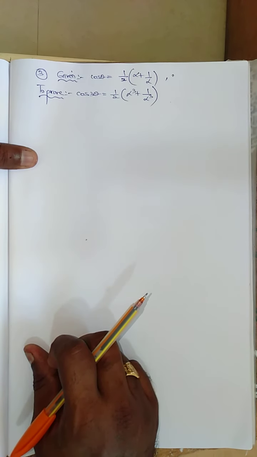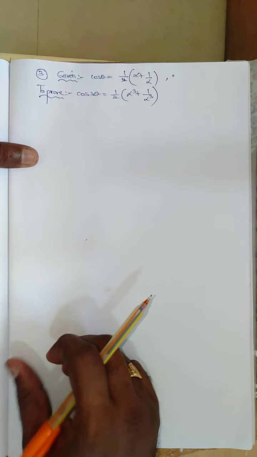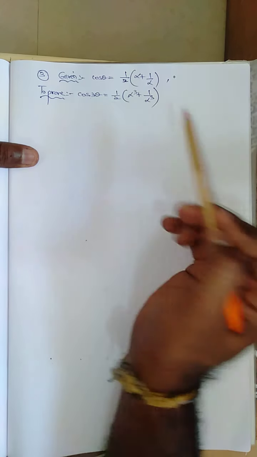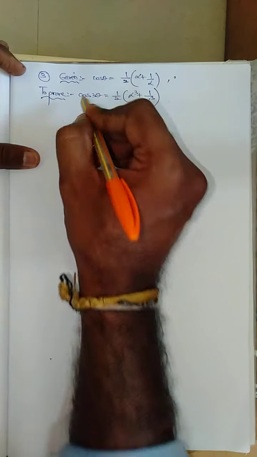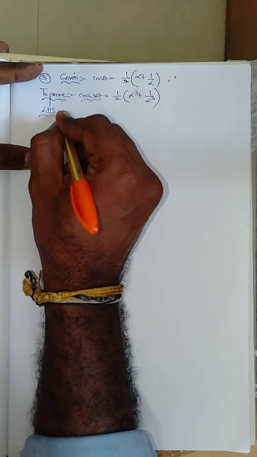So third sum: cos theta is equal to 1 by 2 (alpha plus 1 by alpha) is given. To prove: cos 3 theta is equal to 1 by 2 (alpha cube plus 1 by alpha cube), the given 1 by 2 is on the outside. First I am going to take LHS, I need to prove RHS. First you take LHS. What is LHS here?